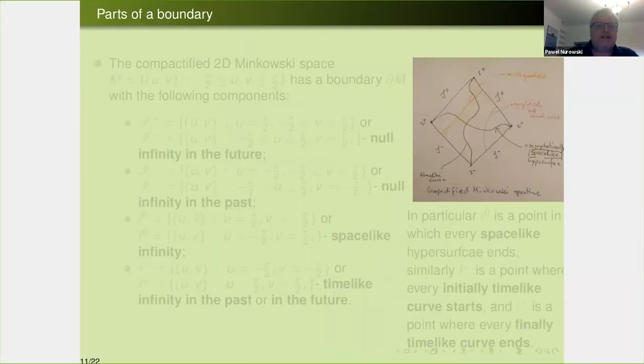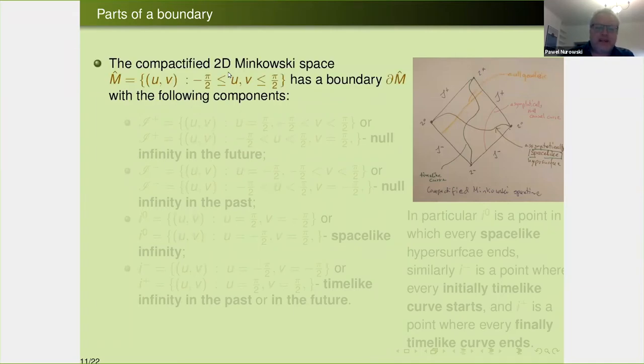So if you just look at this example, one can analyze this boundary that we get here. The compactified two-dimensional Minkowski space has a boundary with the following components. The first part of the components are called scri plus. So this scri plus here is the open interval without this point I zero and without this I plus. It is called scri because it's script I. That's Penrose's letter script I, and he calls it scri, and it's scri plus. And these are the points where null geodesics or null curves end. If you have a null curve or asymptotically null curve, all the null curves end on this scri plus. So this is called null infinity in the future.